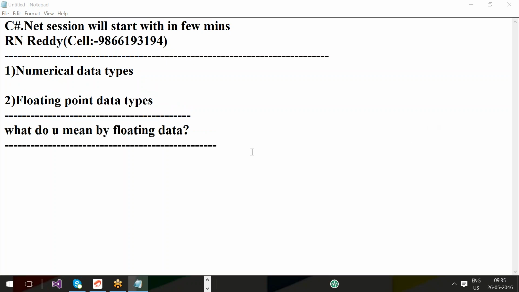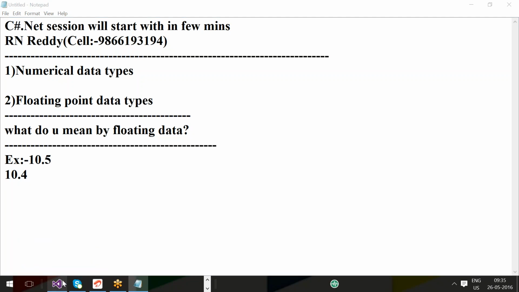A number which has a fractional part will be called floating data. Example for floating data: can you give me some examples, Neha? 10.5, 20.4. This is called floating data. A number which has a fractional part will be called floating data.